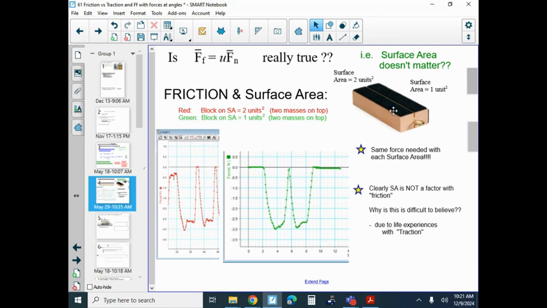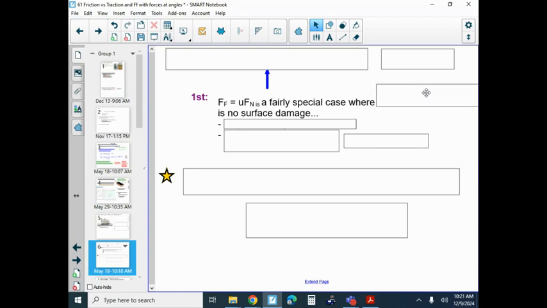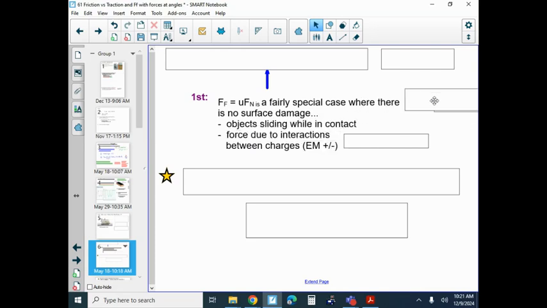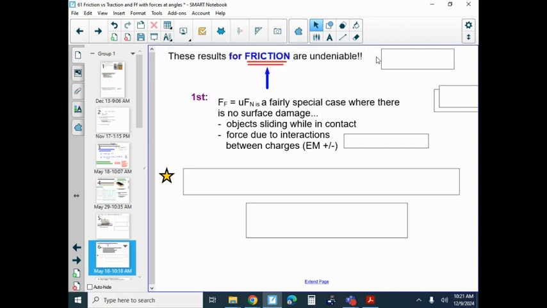Where we're talking about friction, there's no surface area damage. We just have the object sliding in contact. We have forces due to the interactions of electromagnetic fields, right? That we've talked about. So the friction results are undeniable.